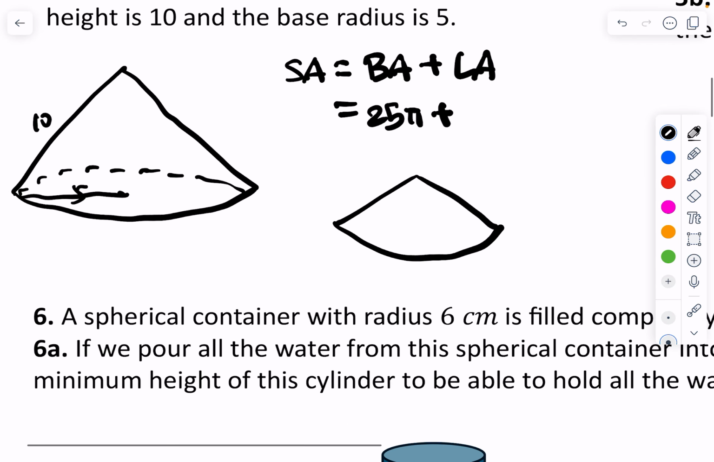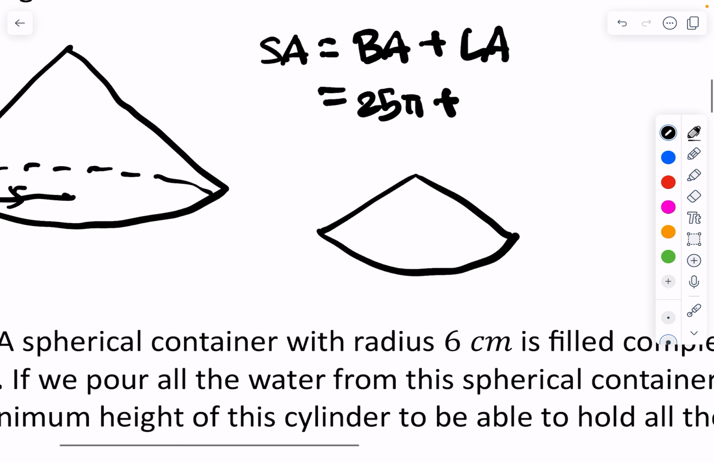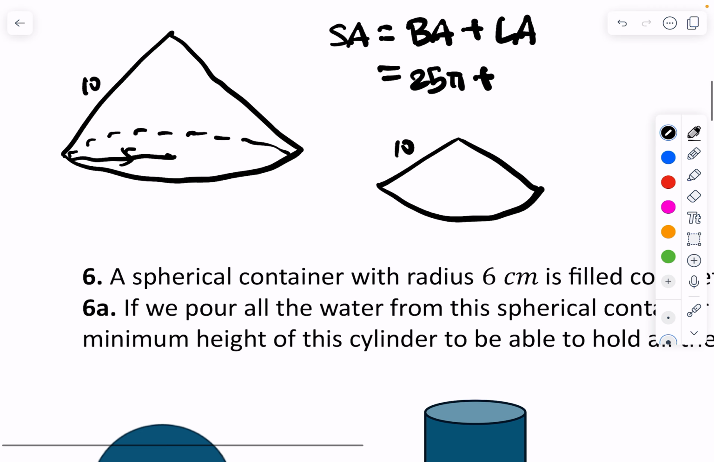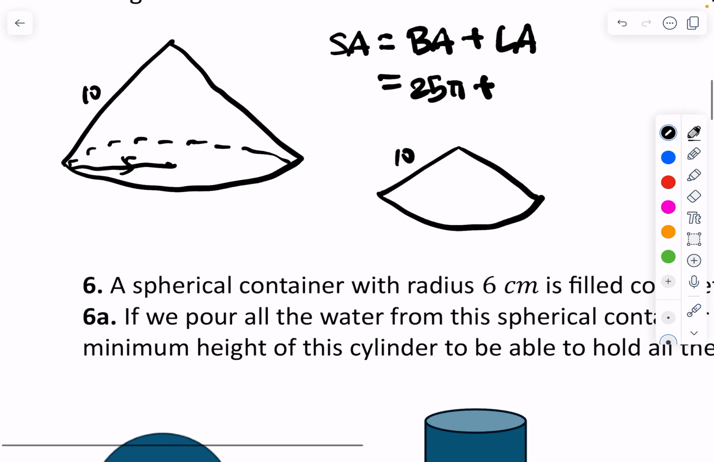But we need to know two things. The first thing is the radius of the sector. And here, the radius of the sector is simple. It is already given. It is 10. The second thing we need to know is the angle of the sector. What is this theta value? And we can also find that. How would we find that?